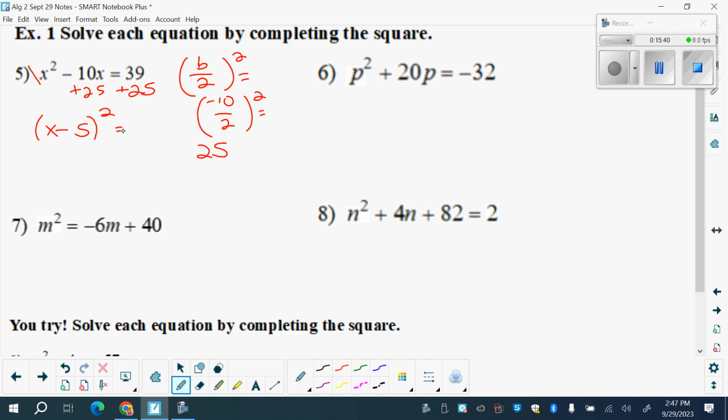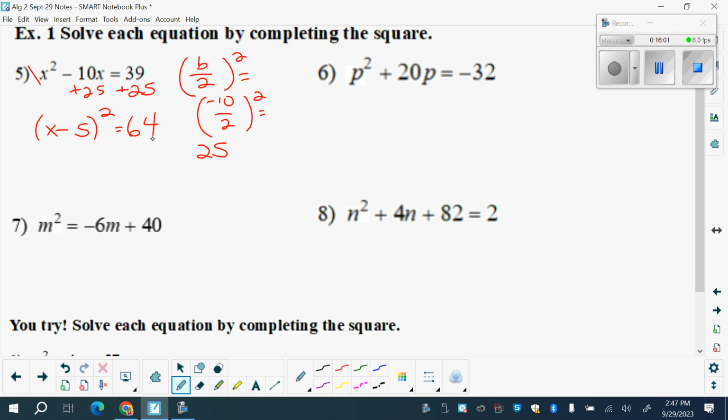And now this time we're going to add 39 plus 25. What does that give us? I know what it is. Use your calculator. Get up and get a calculator if you need to. 64. So what would we do now to solve it?